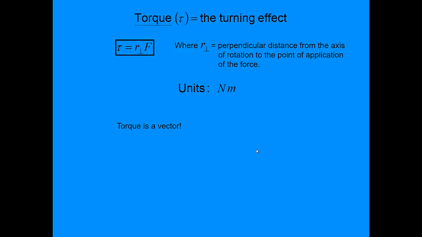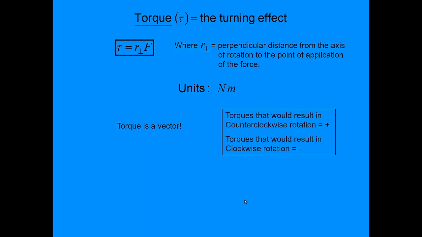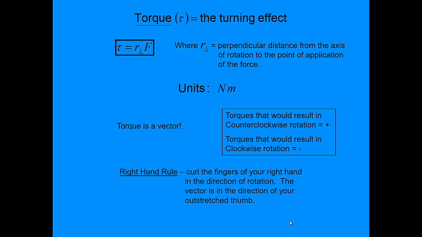Torque is a vector. As we saw, there is a direction to it, right? And we're going to define this the same way we defined angular velocity and angular displacement, which is that counterclockwise rotation is positive and clockwise rotation is negative. And again, you can use a right hand rule. You can curl the fingers of your right hand in the direction of rotation, stick your thumb out. The vector actually acts in the direction of your outstretched thumb.